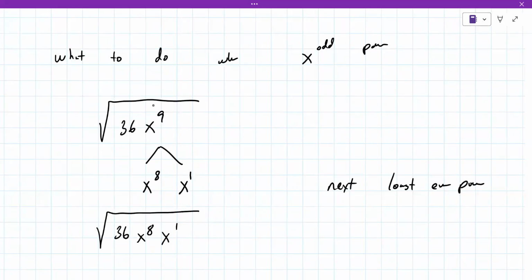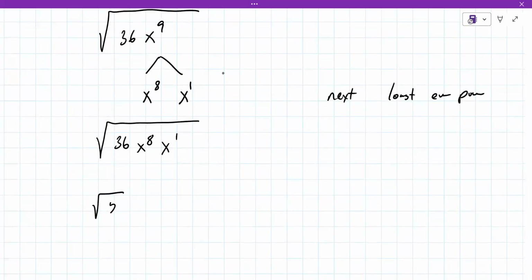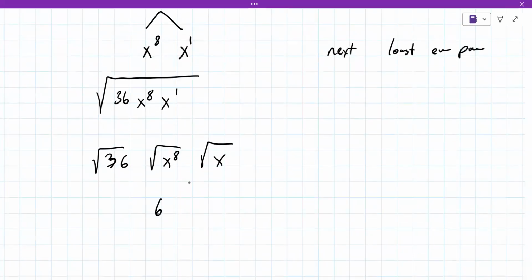Okay, and then you apply the same strategy. You're like, okay, square root of 36, square root of x to the 8th, square root of x. Now this one on the right here, you can't do anything with, but these two you can. Would it be 6x to the 4th power? 6x to the 4th power on the outside, square root of x on the inside. I'm gonna give you one to try, so I hope you can get that down.